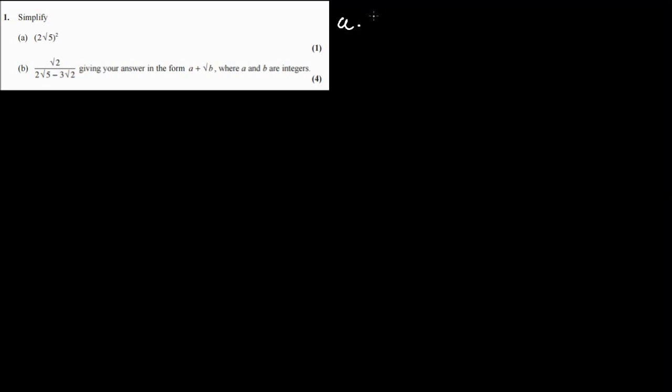We have (2 square root 5) to the power of 2. Now this means that the thing inside the bracket has to be multiplied by itself this many times. So this can be written as 2 under root 5 multiplied by 2 under root 5, which can further be simplified as 2 times 2 times root 5 times root 5.